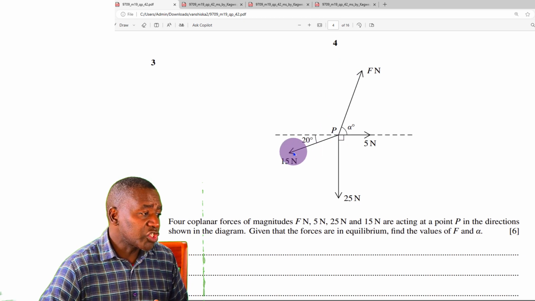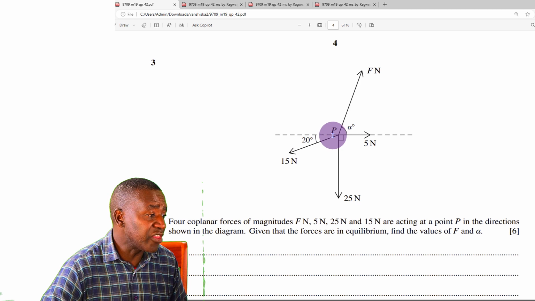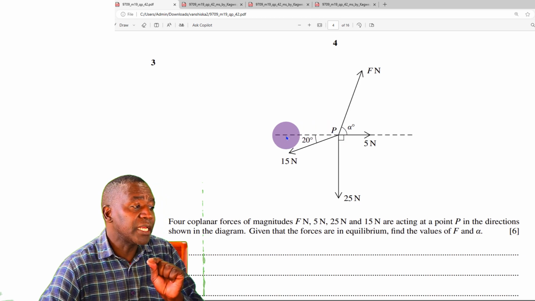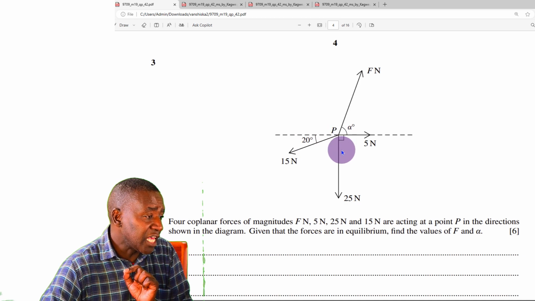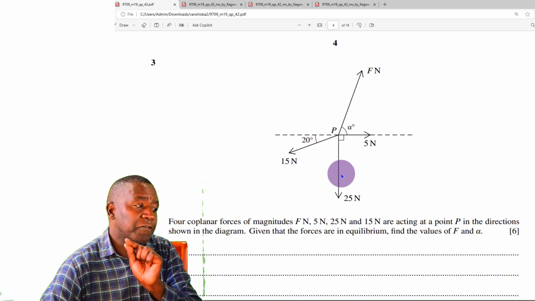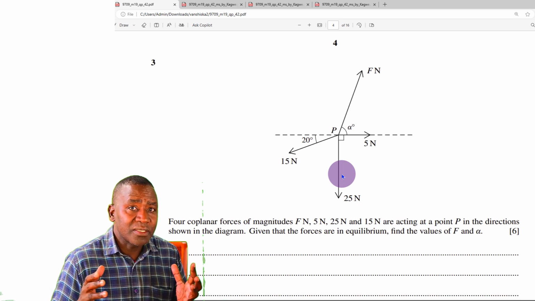The other force which is not in the standard direction is this one. So one of its components will be this one, which will be 15 cos 20. And the other component will be here, which will be 15 sine 20. You can see how easy it is.